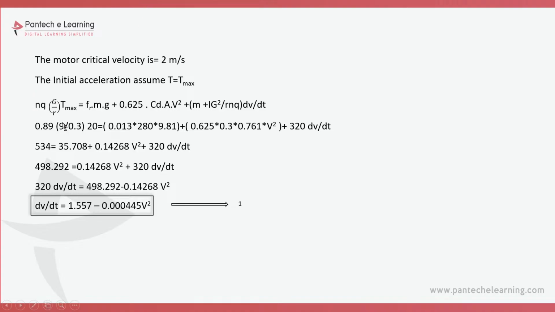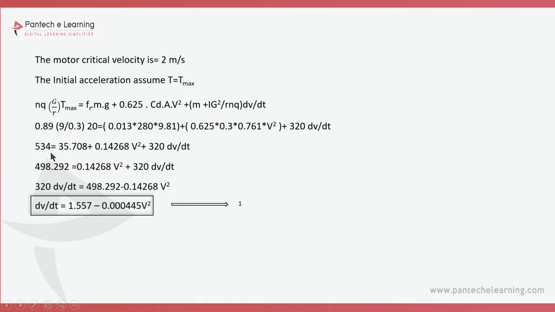0.89. So G by 9, gearbox 9. The radius of the wheel, T max equal to 20. Okay, so we can substitute the FR value, mass value, gravity. So 0.652, half into rho value, and CD into A into V square. We substitute, because we don't know the velocity, we have to find the velocity, right? So 320 equal to dV by dt. How can we simplify that?